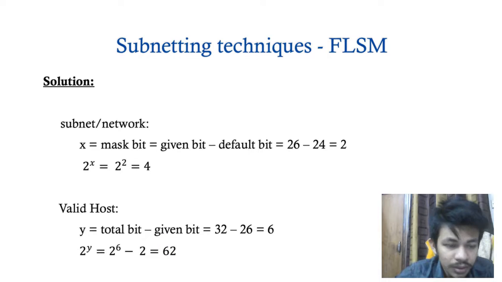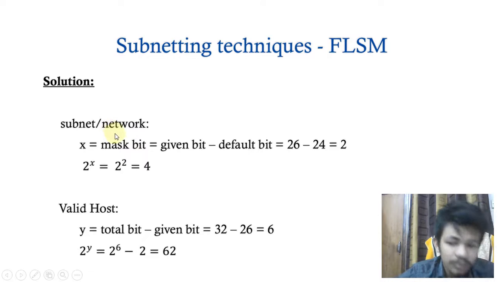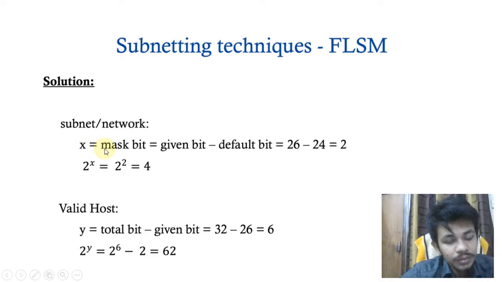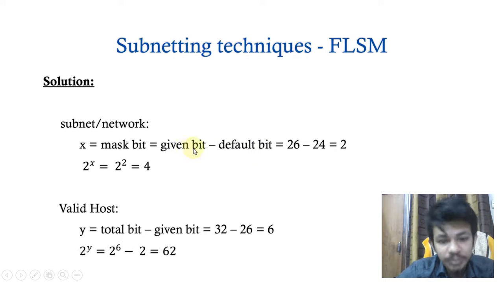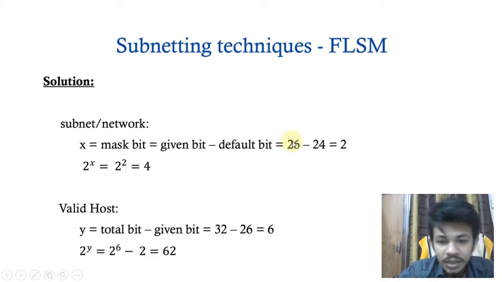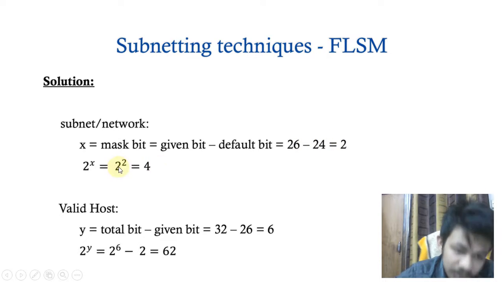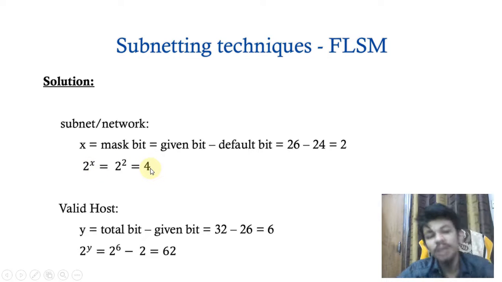So let's talk about how we can find subnets or networks. To find it, we have some rules. How to solve this kind of problem? Here x means subnet mask bits. So what is the mask bit? The mask bit will be the given bit minus the default bit. The given bit is 26, as we have seen in our problem that we are given /26. As we are using a class C IP address, the default subnet mask will be 24. If we subtract these two, we get 2. So the rule is 2 to the power x, where x equals 2. That means 2 to the power 2 equals 4. So the total subnets will be 4.